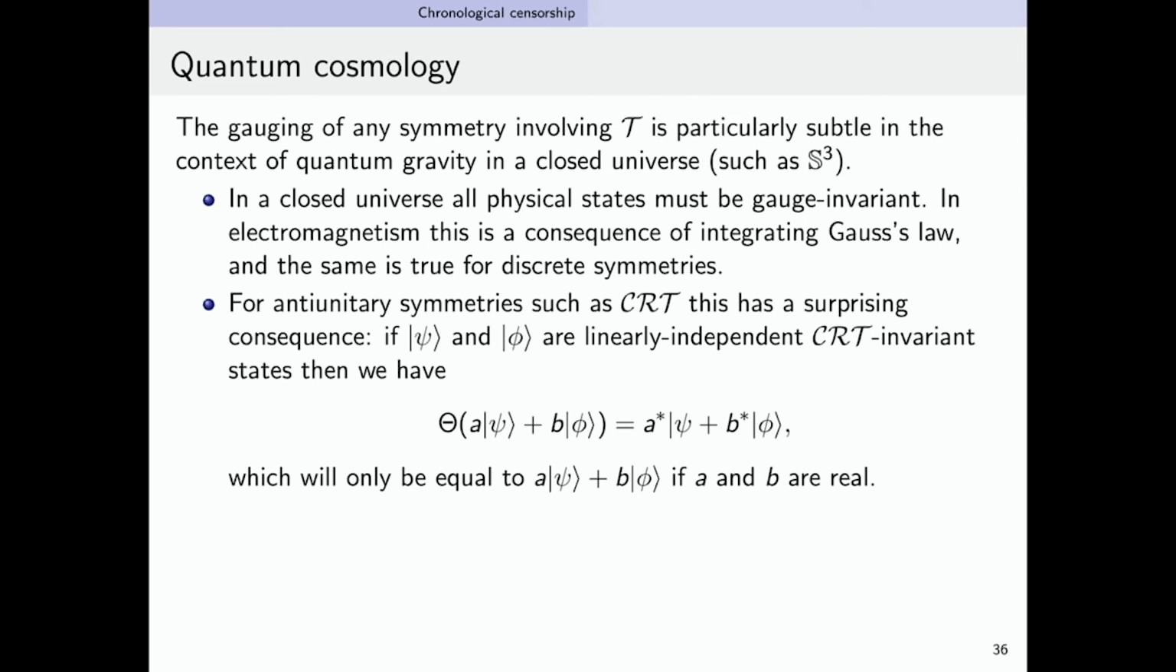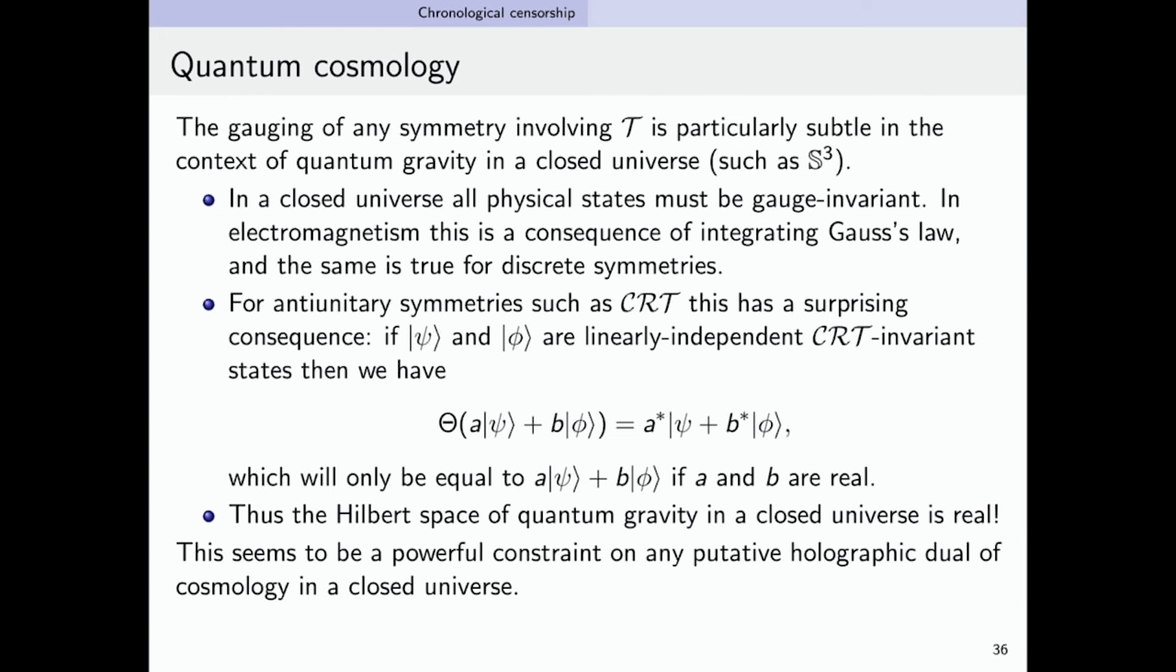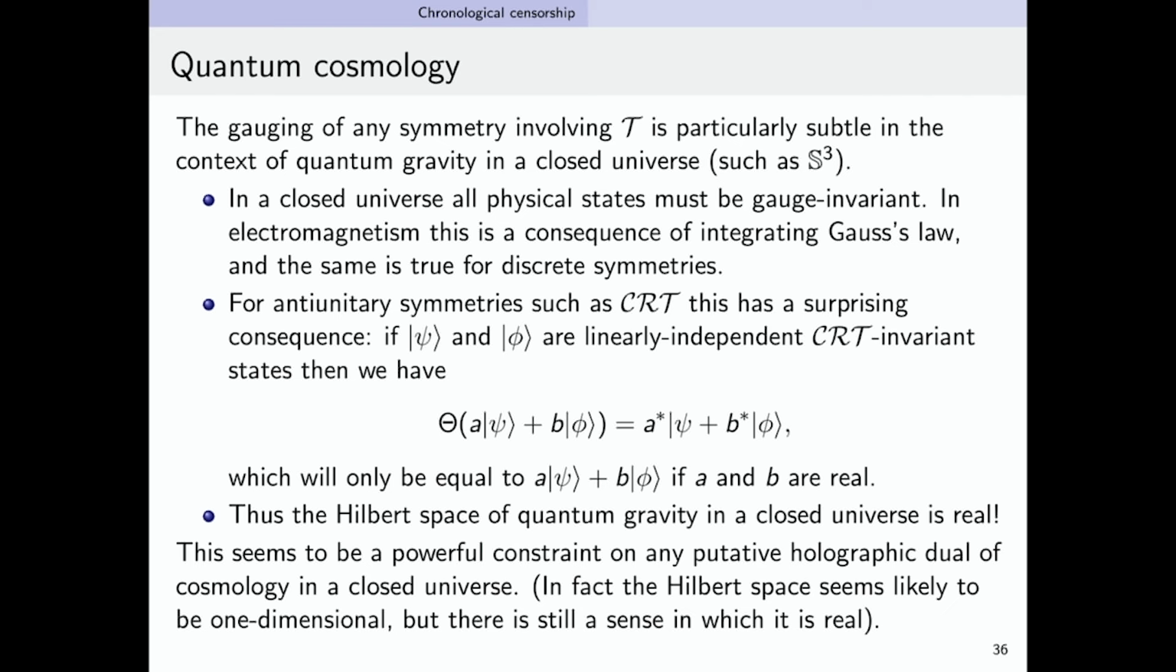For an anti-unitary symmetry, this implies that the Hilbert space is real, because if psi and phi are CRT invariant states and you take a linear combination with complex coefficients, then they transform, and it's not a CRT invariant state. I forgot to close the ket here. So A and B have to be real. So the set of CRT invariant states is real, and the Hilbert space of a closed universe is real. I think this is a strong constraint on any holographic dual of cosmology in a closed universe. In fact, not only is the Hilbert space real, it's probably one-dimensional. But it's real and one-dimensional. That's another talk I could give, but I won't give that talk now.